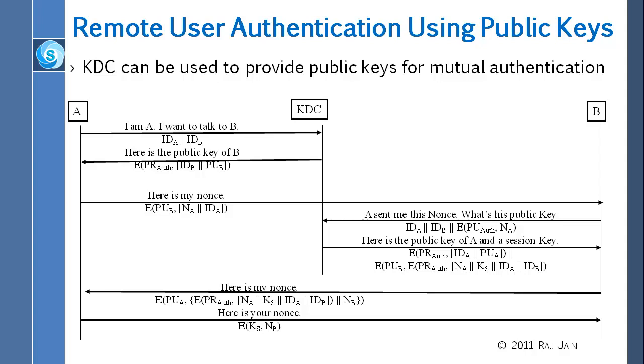It actually doesn't have to be A, even C would know the public key of the authenticator, and will get IDB and PUB. But that's no big deal, right? Anybody can decrypt that message and find out the public key of B. It's no use, basically. Same thing here: anybody can decrypt this message, but it's no use. But nobody can decrypt this message.